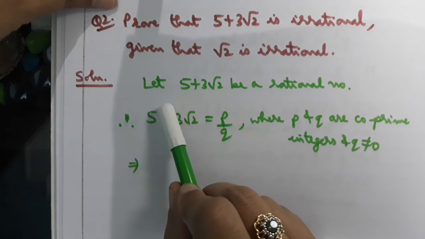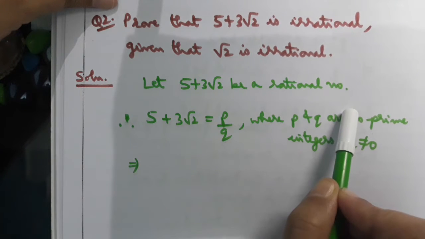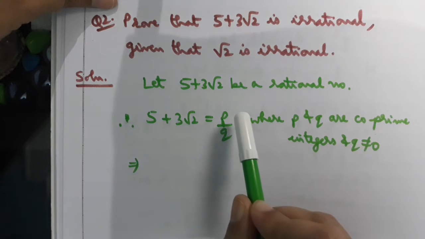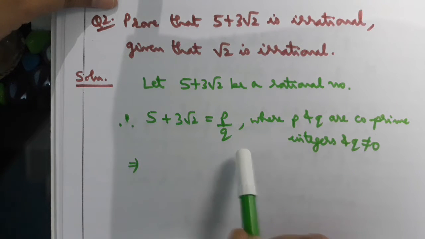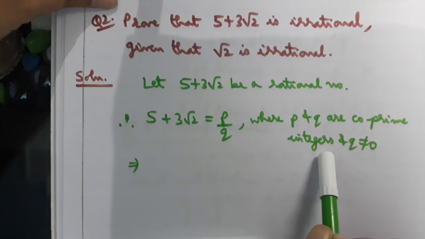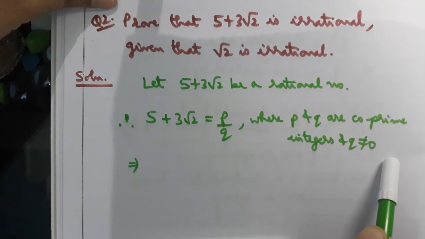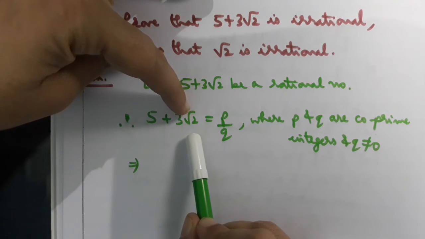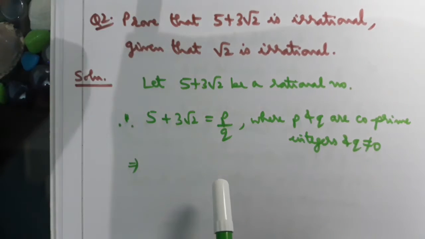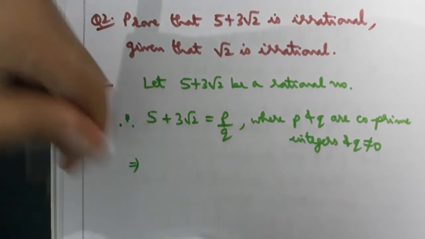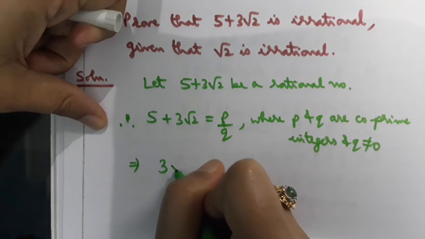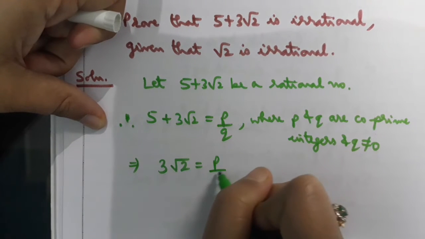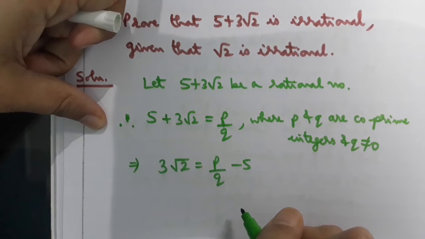So we assume that let 5 plus 3 root 2 be a rational number. Now if 5 plus 3 root 2 is a rational number, it can be written in the form p by q, where p and q are co-prime integers and q is not equal to 0. Now what we will do, we will try to keep only root 2 on the left hand side and transpose all the remaining terms on the right hand side step by step. So first of all, we transpose 5 on right hand side. So we obtain 3 root 2 is equal to p upon q minus 5.